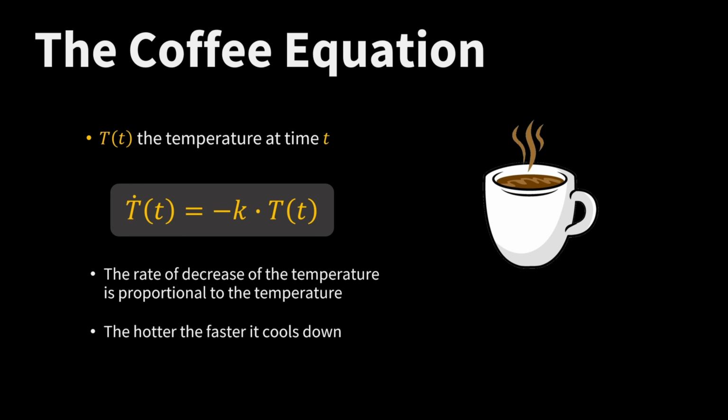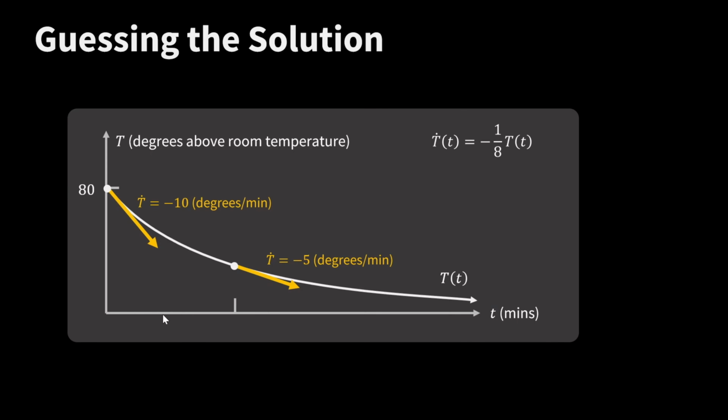Again, we can guess how the solution will look like. Now we have the temperature in degrees above room temperature along the y-axis. As before, we have time from left to right on the x-axis, now in minutes. Let's assume the temperature of the coffee is 80 degrees above room temperature at time t equals 0. For this example, I chose 1 over 8 for k. So according to our differential equation, the rate of change T dot in the beginning is minus 10 degrees per minute. This means the temperature decreases.